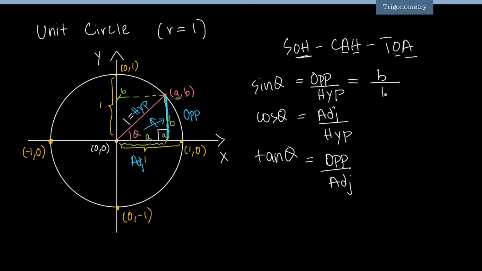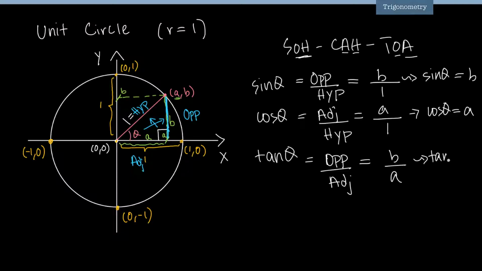And B upon 1 is just B. So I get sine theta is equal to B. And for adjacent, the length of the adjacent is this A. So in place of adjacent, I'm going to write A, and the hypotenuse we know is 1. And A upon 1 is just A, so I get cosine theta is equal to A. And so tan theta, opposite upon adjacent, is going to be B upon A. So I get tan theta is equal to B upon A.